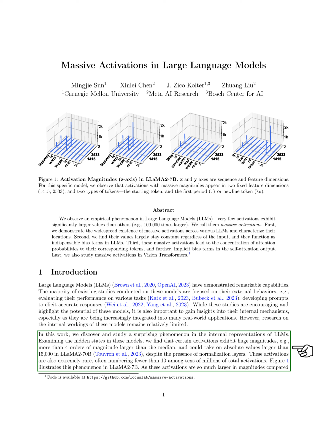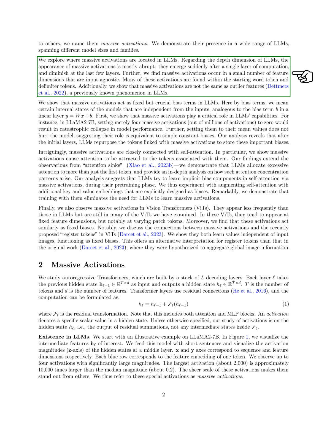These massive activations are not just large, they're also incredibly rare, often appearing fewer than 10 times among tens of millions of activations. Given their significant size difference compared to other activations, we've aptly named them massive activations. Our research shows that these are not isolated incidents but occur across a wide variety of LLMs, regardless of their size or family.